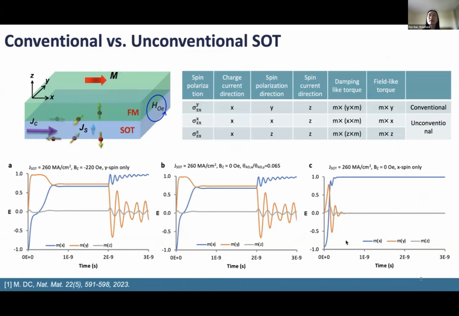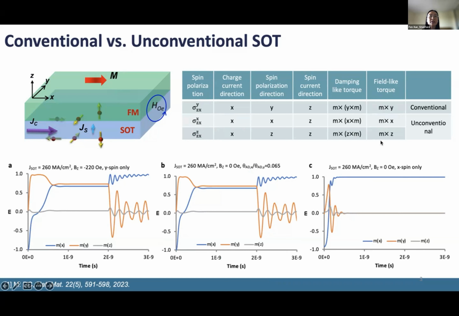Here I show a schematic and a table about conventional and unconventional spin polarization. In general, if the spin polarization direction is orthogonal to both the charge current direction and the spin current direction, we say it is conventional. If the spin polarization direction, for example X and Z, is parallel to the charge current or spin current direction, we say it's unconventional. The damping-like torque and the field-like torque are expressed like this in the table.